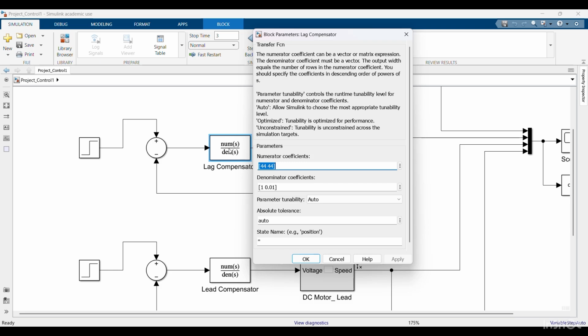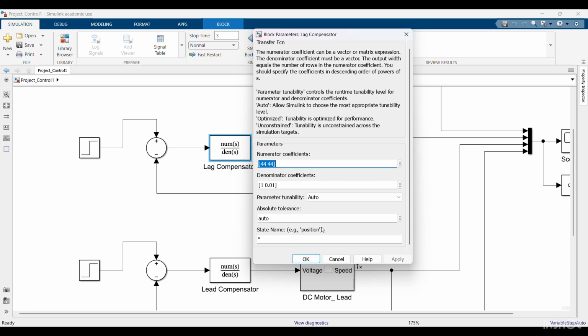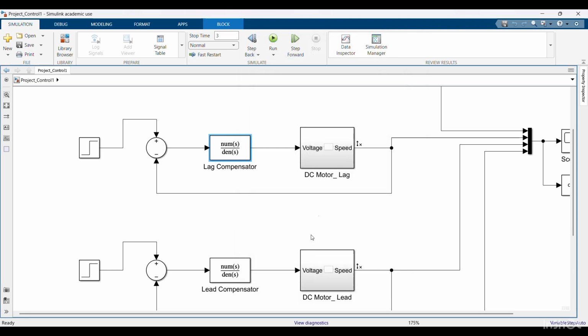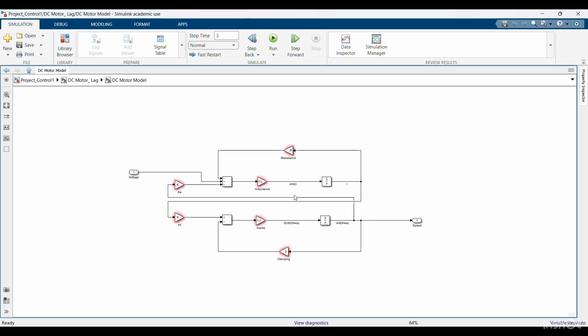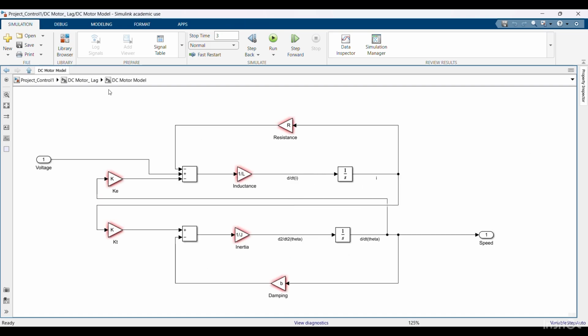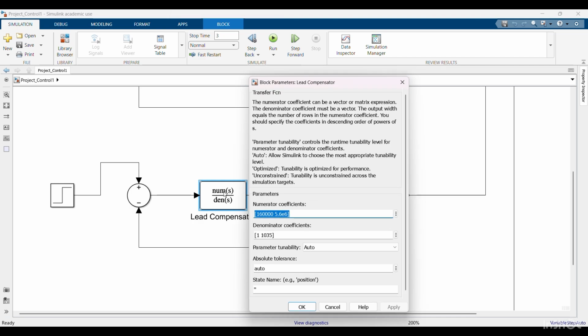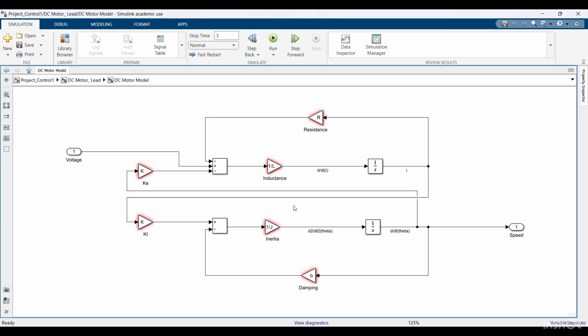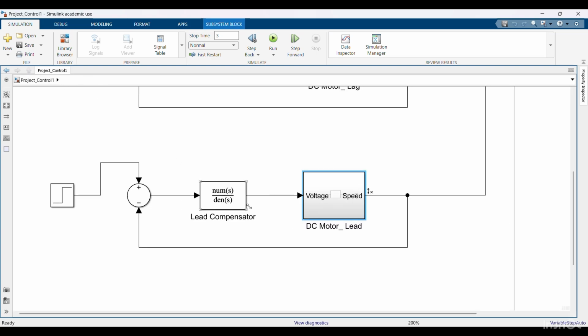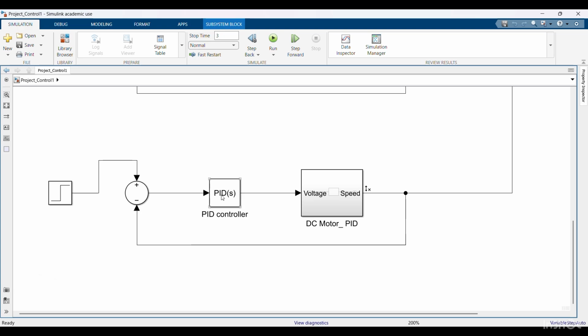In this closed loop system, the output speed is fed back and compared with the reference input. The lag compensator is used mainly to improve steady-state performance and reduce steady-state error. The third one uses a lead compensator. This system also uses feedback control, but the lead compensator is designed to improve the transient response, especially response speed and stability behavior. The fourth one uses a PID controller.